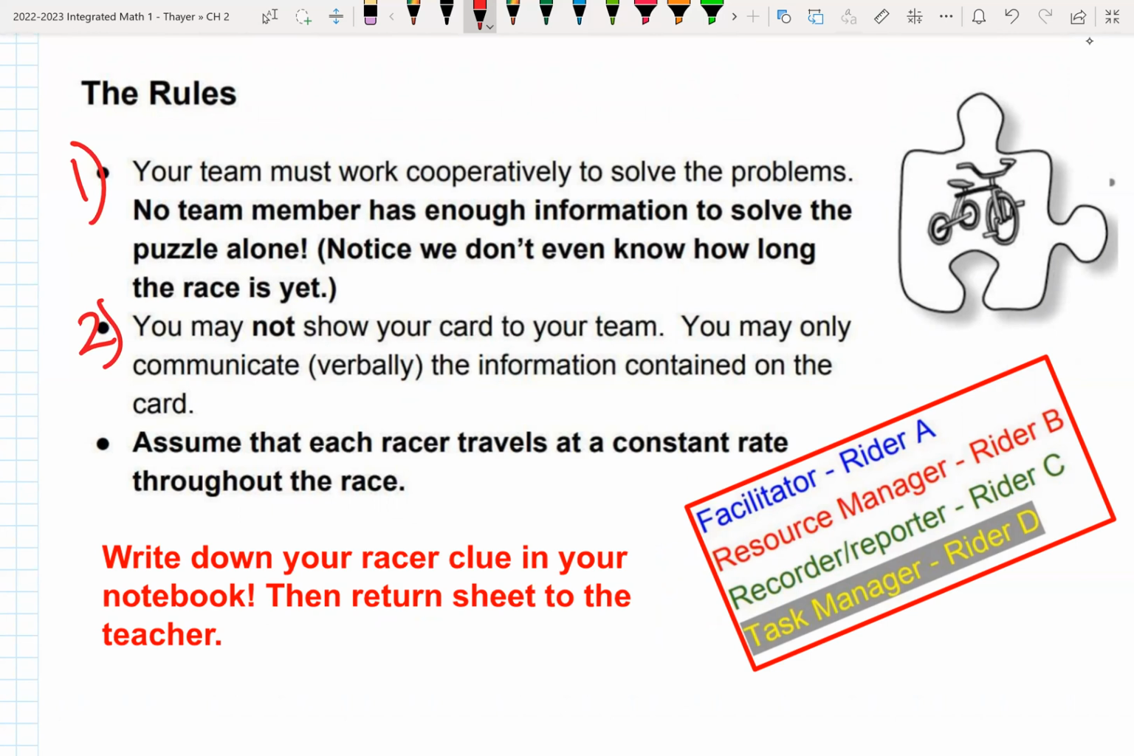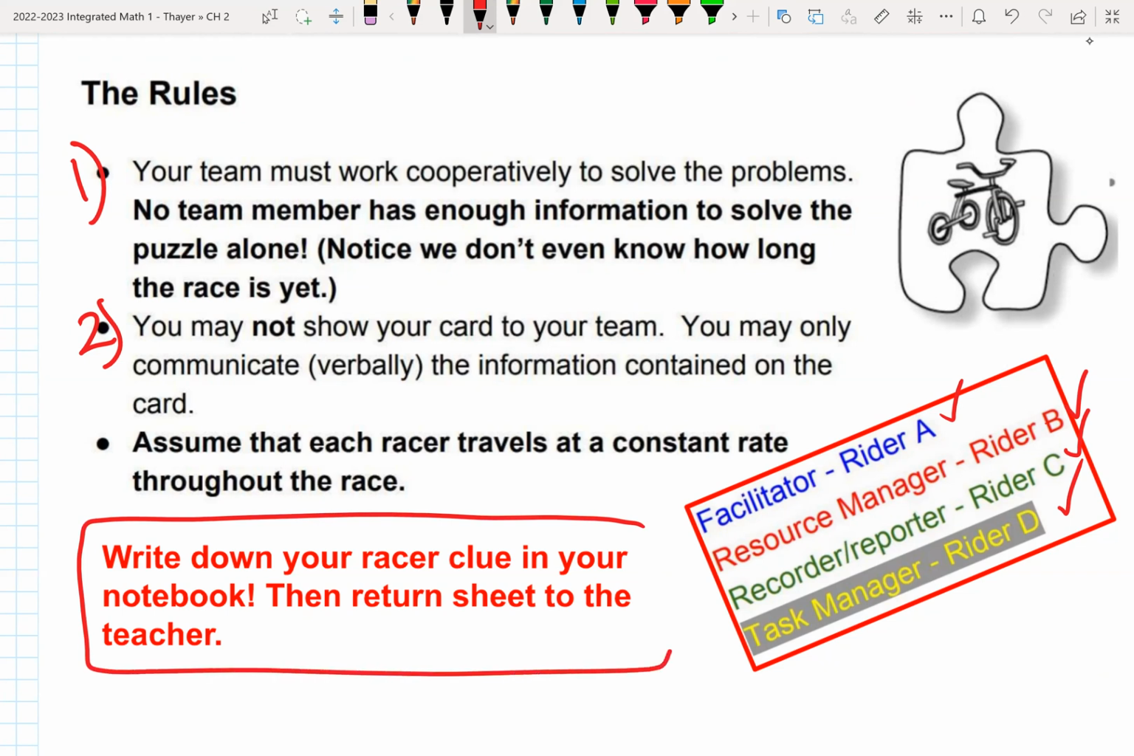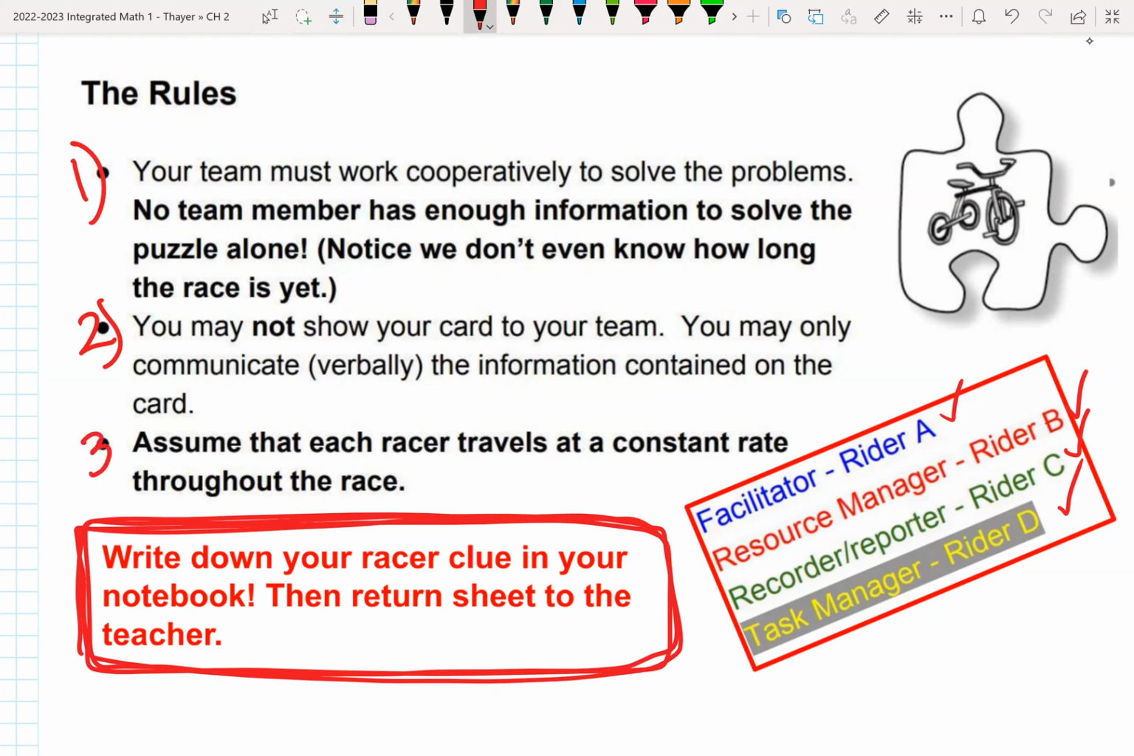You will have a clue sheet. It'll say rider A, rider B, rider C, rider D, and also a clue for Leslie and Elizabeth. You are assigned the clue based off of your role on your team. Write down your clue in your notebook right now so that you can get working on the equation for your clue when we're done with this video. After that, turn your clue sheet over or give it back to the teacher because you'll no longer need it. And rule 3, assume that these racers are going to go the same speed throughout the whole race, so their graph will be a straight line.